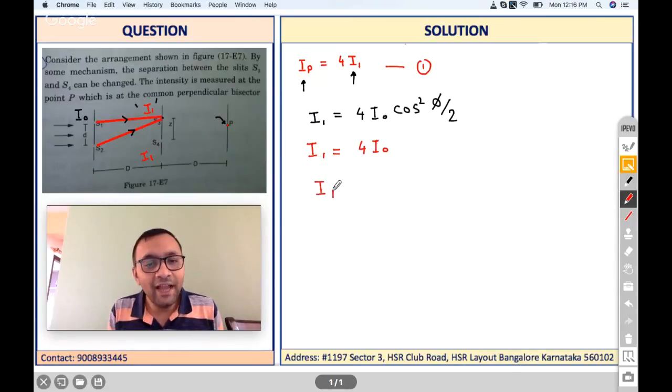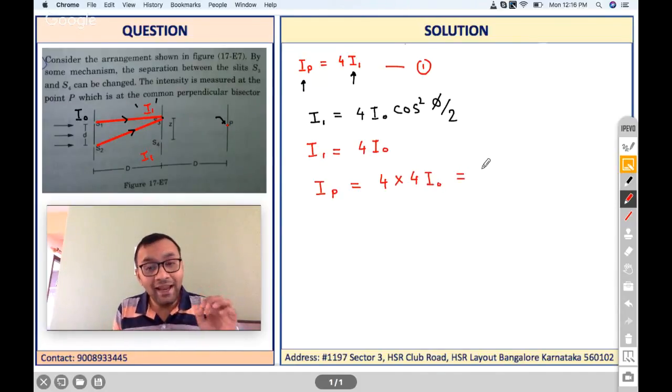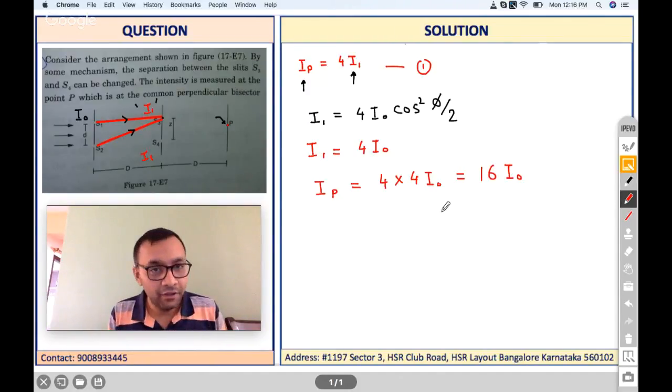So intensity at point P will become what? Intensity at point P will become 4 into 4 times I naught. So at point P, I can essentially get 16 times the intensity with which I started with. So like this, you have to do this particular question.